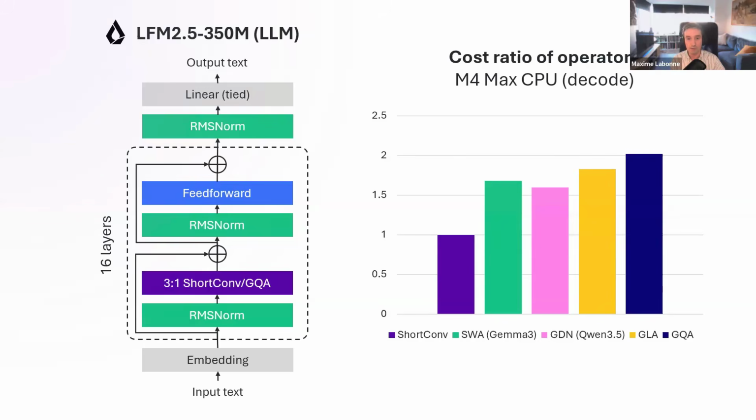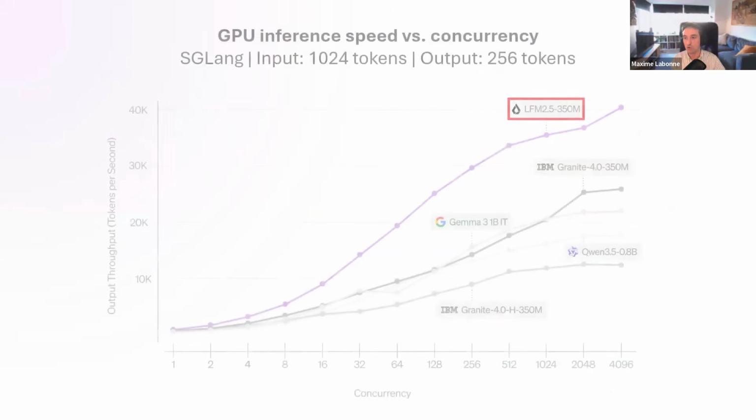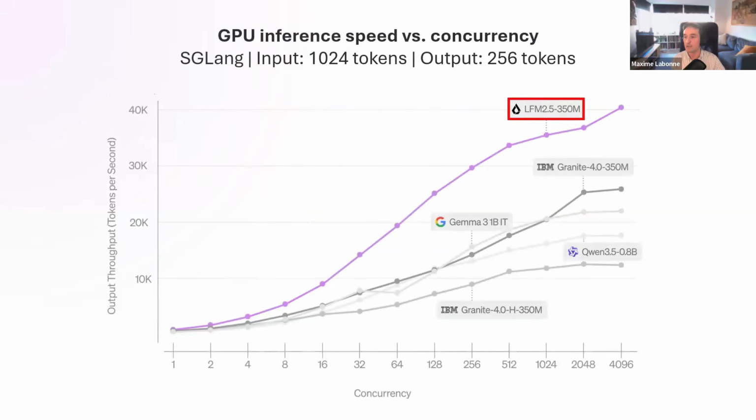So we really optimized it for speed, and this is something that you see if you really benchmark the model with CPU inference metrics, here with prefill, decode, but also memory. And you can see that compared to similar sized models, it is a lot faster, not only on CPU, but also on GPU. Here you can see it with different levels of concurrency as well.